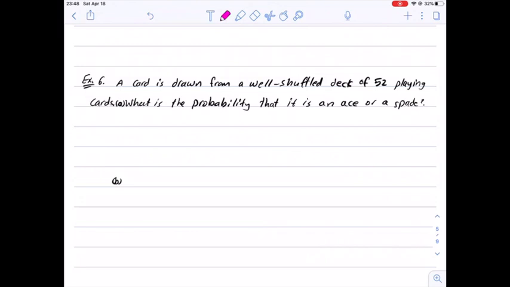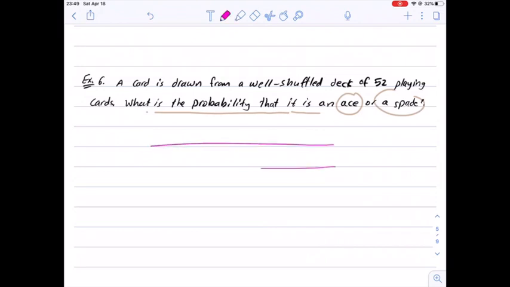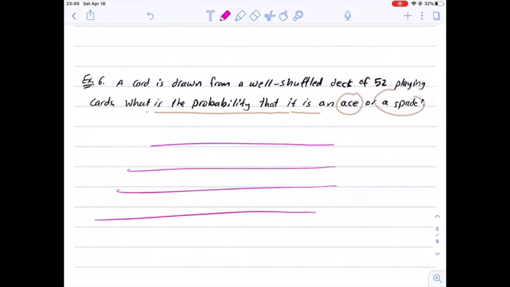Another example: a card is drawn from a well-shuffled deck of 52 playing cards. We want to know the probability that it is an ace or spade. So as we know, this is the standard 52 playing card deck.